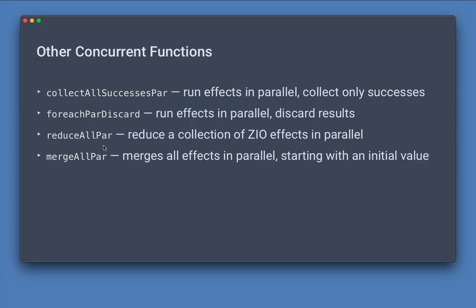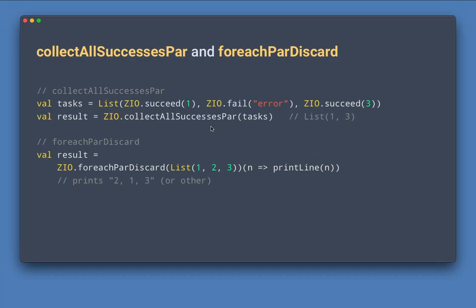reduceAllPar is like the Scala reduce method, and it reduces a collection of effects, again, in parallel. And then mergeAllPar is like the Scala fold function, and it merges all effects in parallel, and it starts with an initial value or an initial seed value that you give it. So let's take a look at these.